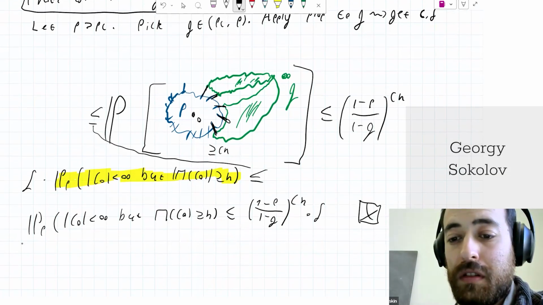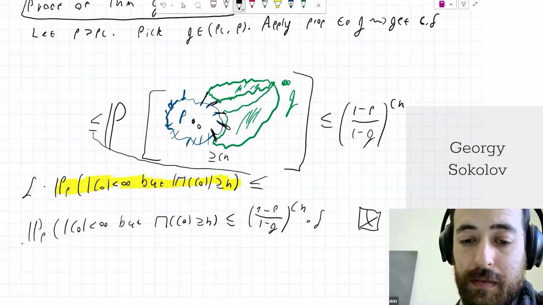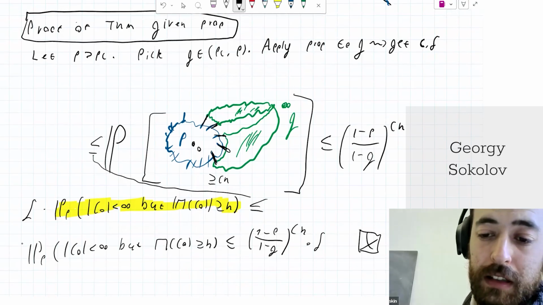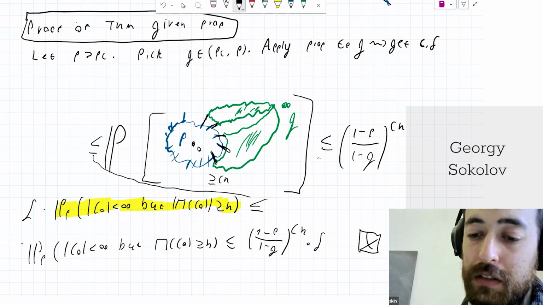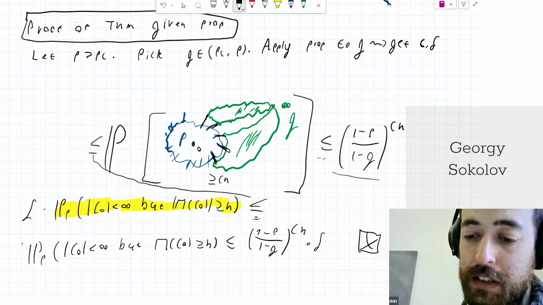Could you repeat, please, the second equation? Yes, the upper bound. What is the process? This one or this one? The one in yellow? No. This one. Yes.